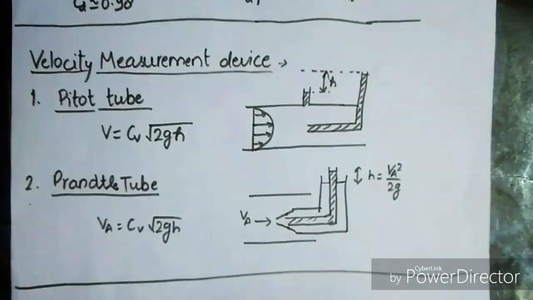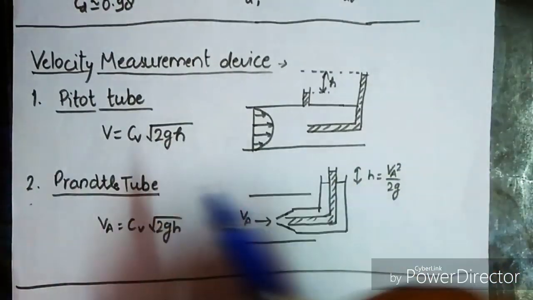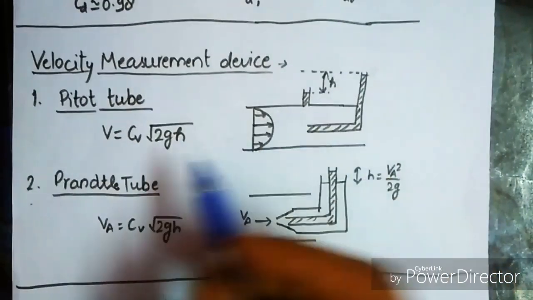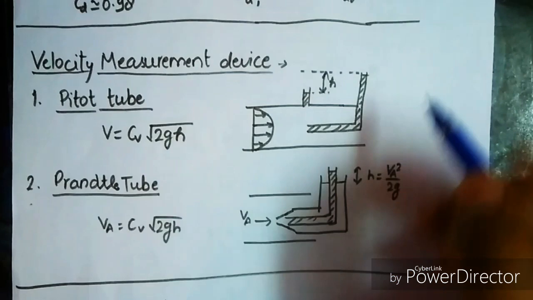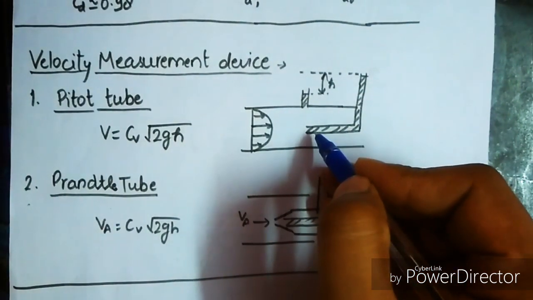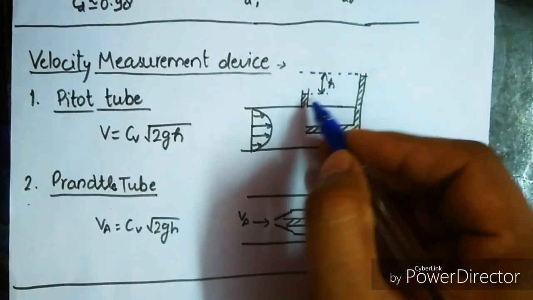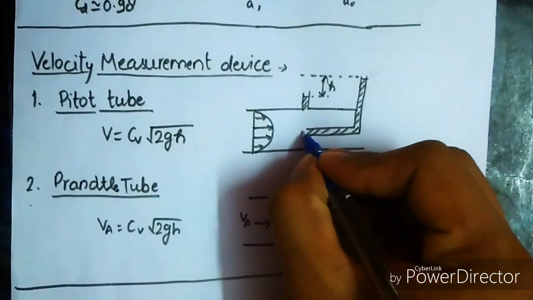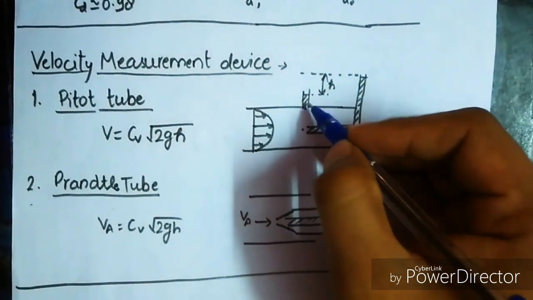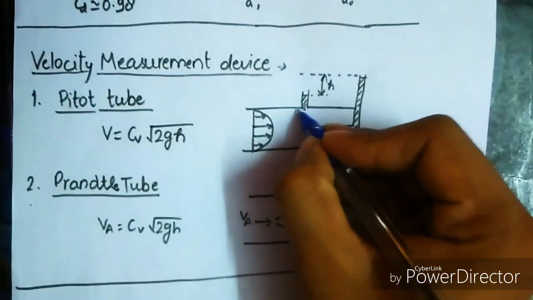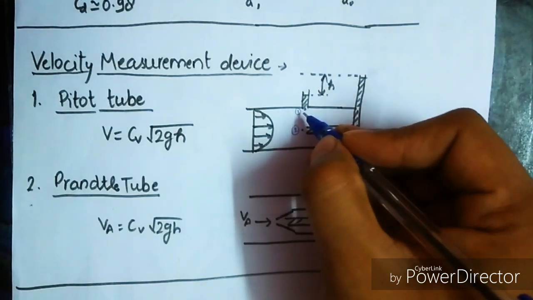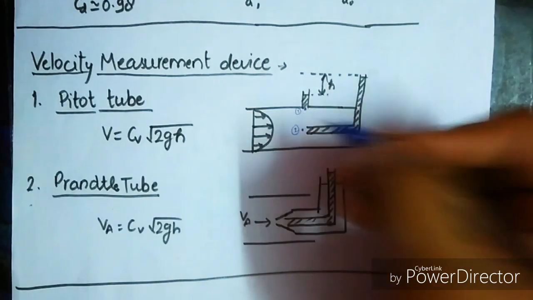Okay. Now a few of the velocity measurement devices are the pitot tube and Prandtl tube. Pitot tube, you must be familiar with it. V equal to CV root 2GH. Here we provide a tube like this in the pipeline, and we measure the difference in the elevation in this tube between point 1 and point 2. Point 2 is at the center and point 1 is at the surface of the pipe.